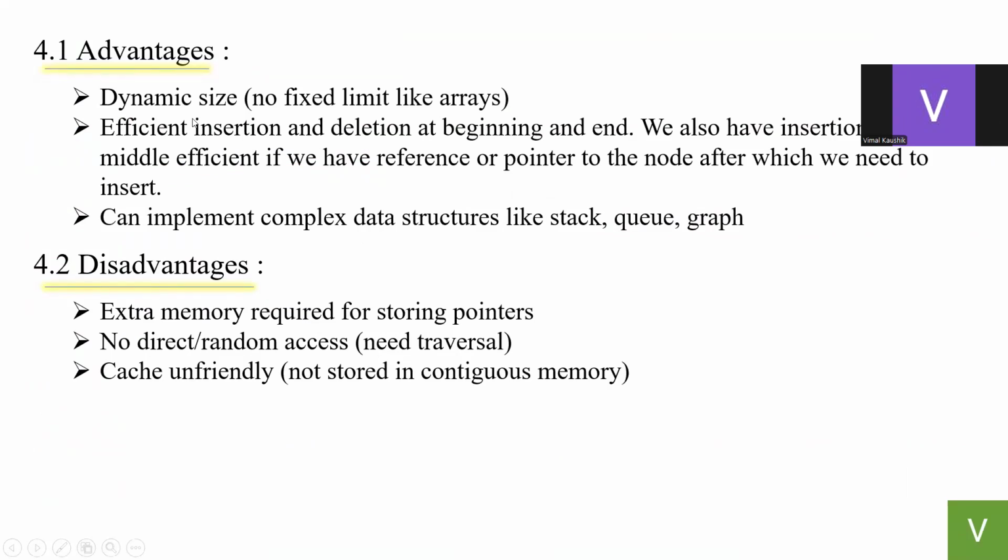It has a dynamic size, no fixed limit like an array. See, array means contiguous memory locations. That is, the memory is allocated subsequently. Here the addresses are 100, 101, 102 like that in arrays. But in a linked list, it has dynamic size, dynamically allocated. The second advantage is efficient insertion and deletion at the beginning and end.